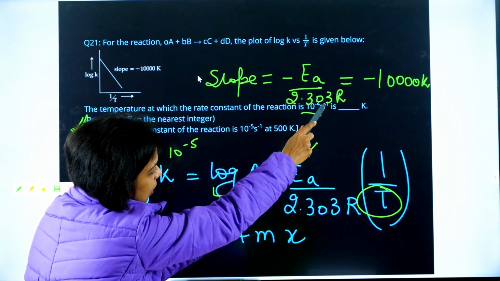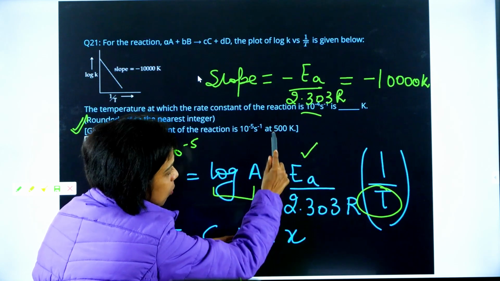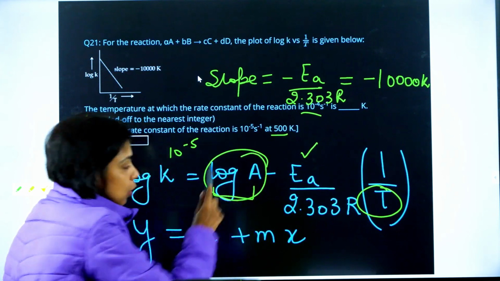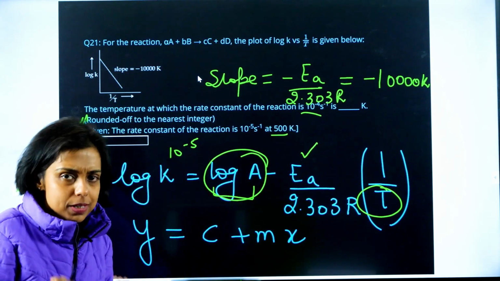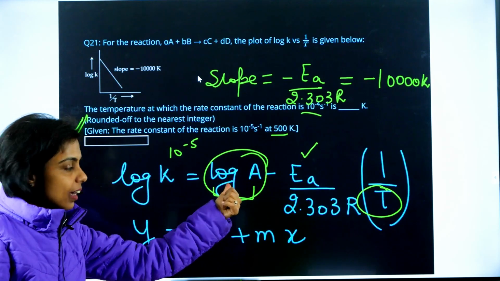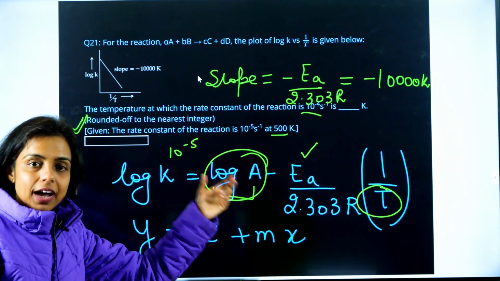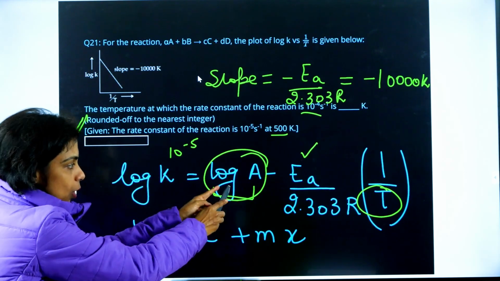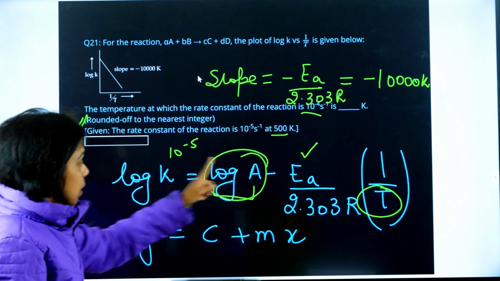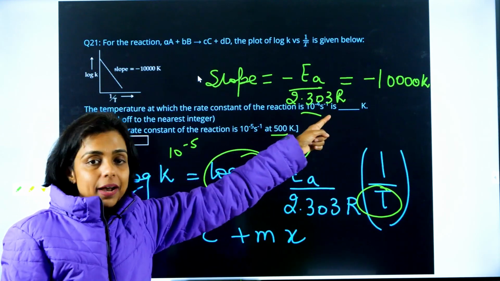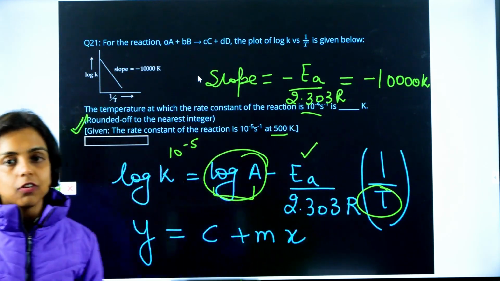EA you have just calculated, you can put that value. Temperature you can put 500 Kelvin, so that you can calculate log A. Log A value remains same, right? So log A value you get from here, again use the same Arrhenius equation, put the log A, put the EA, put K as 10 raised to power minus 4, and you'll get your answer for T.